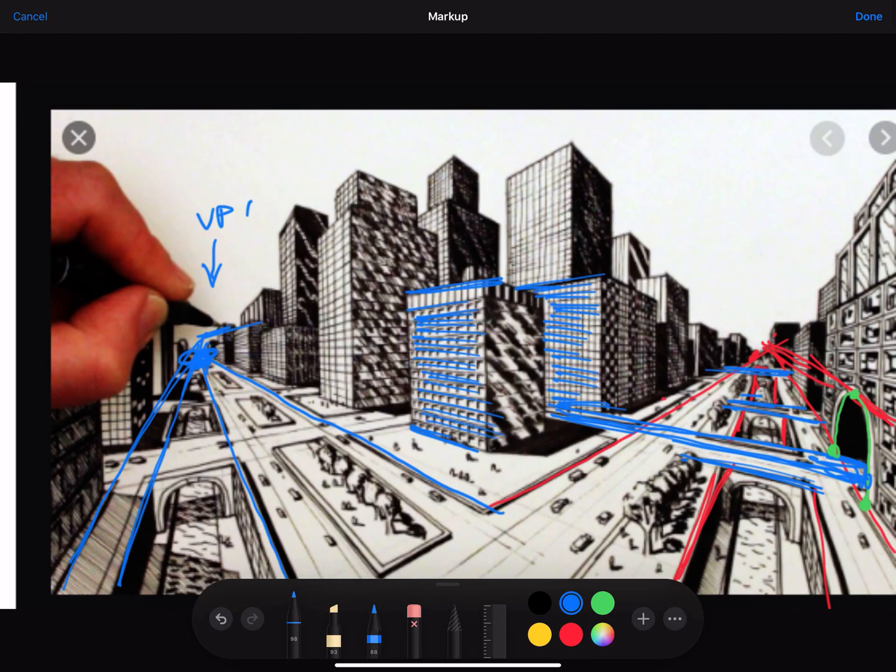So you guys can totally do something like this. It just takes a lot of patience and passion. And you got to remember to rotate that ruler. So here we go.